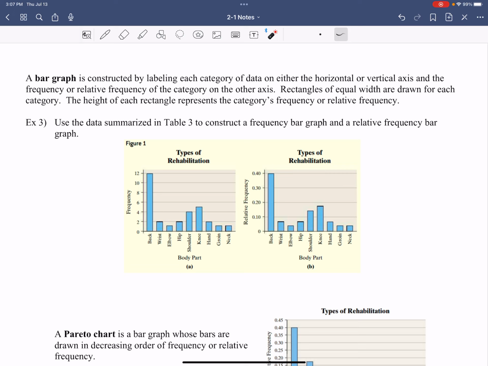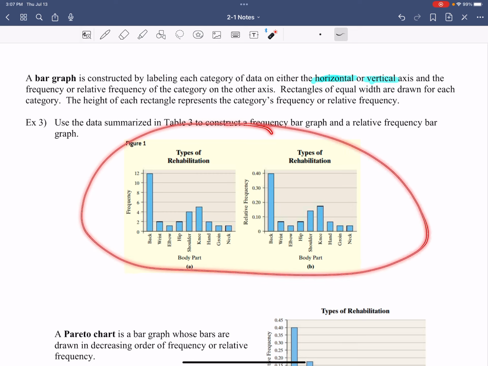A bar graph is constructed by labeling the category on either a horizontal or vertical axis. It doesn't matter. You can go horizontal or you can go vertical. And the frequency or relative frequency, we could do either one. It doesn't have to be the same thing. Okay, of the category on the other axis. Rectangles of equal width are drawn for each category, and the height represents either the frequency or relative frequency.